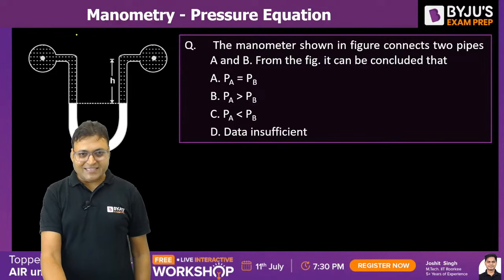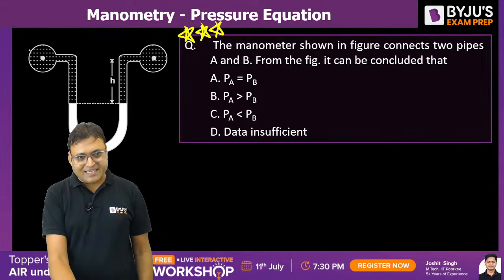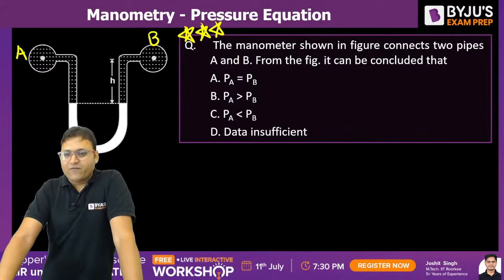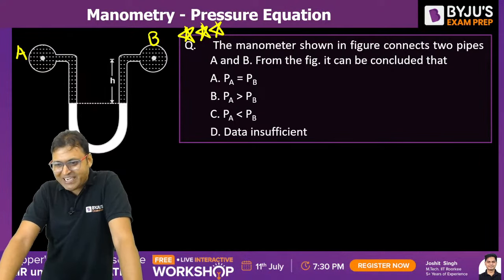Right? There is the next question, a beautiful question. Can I get the answer to this question? This is point A, let us say this is point B. The manometer shown in figure connects two pipes A and B. From the figure, what can we conclude? I want the answer from each one of you.